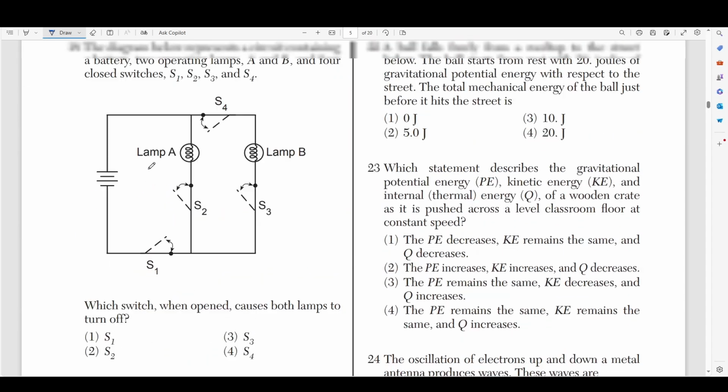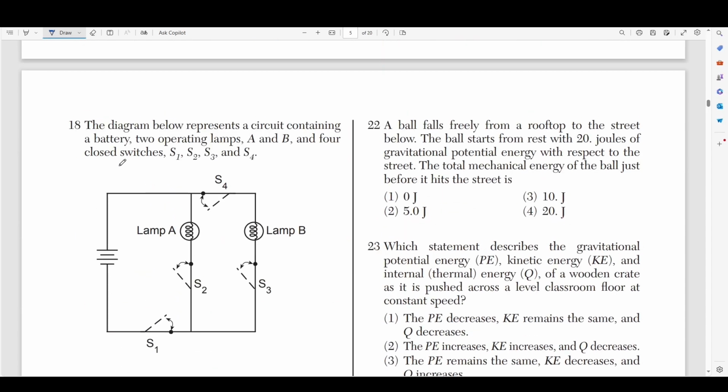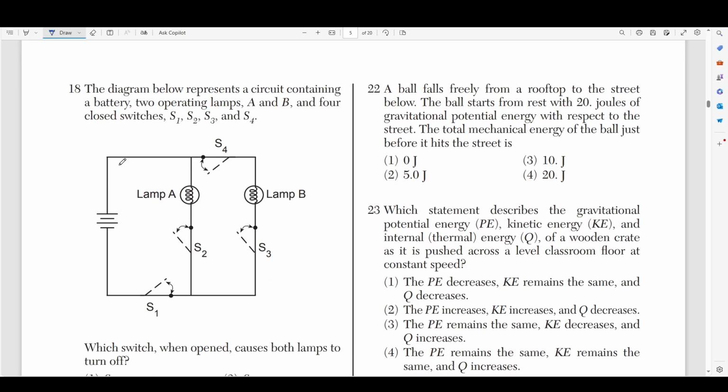Moving on to number 18, it says that the diagram below represents a circuit containing a battery, 2 operating lamps A and B, and 4 closed switches S1, S2, S3, and S4. So this circuit is in parallel, which means that the electricity follows this path right here. It can go to the battery. From the battery, it continues on, and it closes back into the battery, right? So it leaves the battery, goes to the lamp, goes back. Now, a part of that electricity also extends onto lamp B. It goes from the battery to lamp B, from lamp B back here, it meets up with this electric charge.